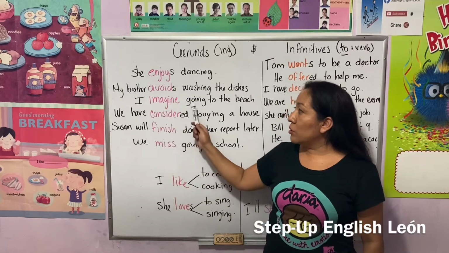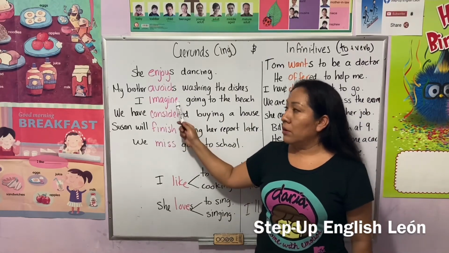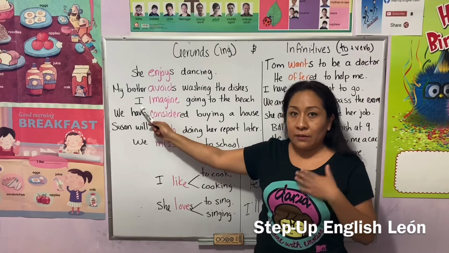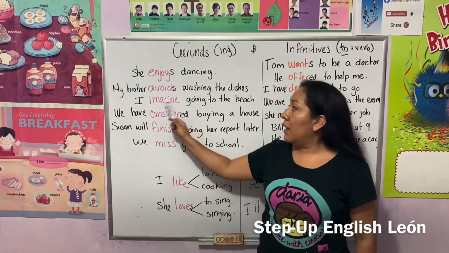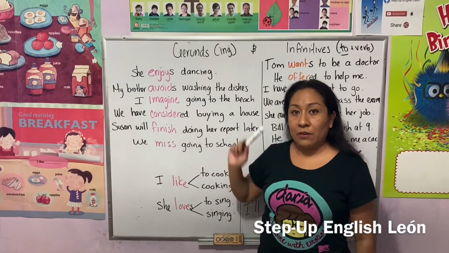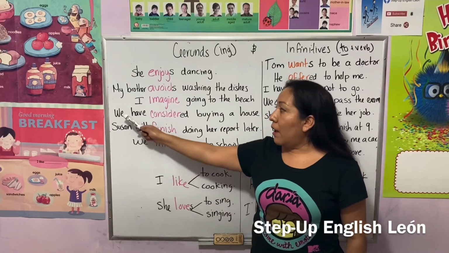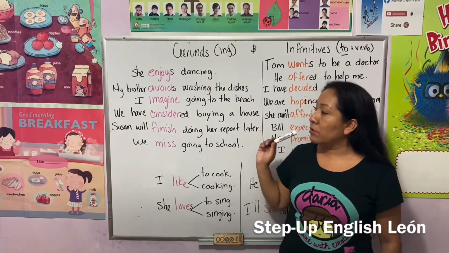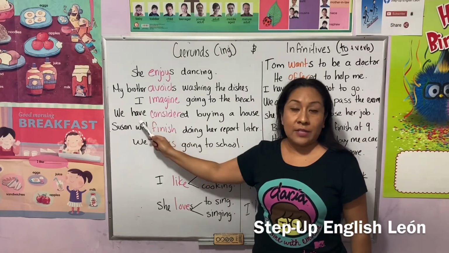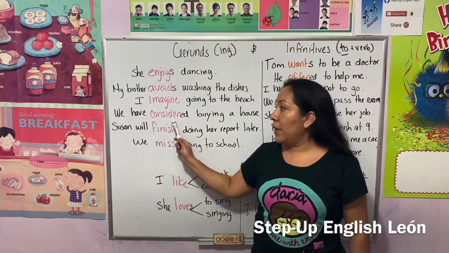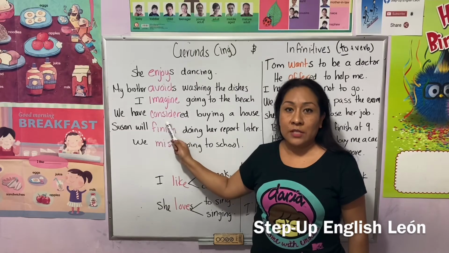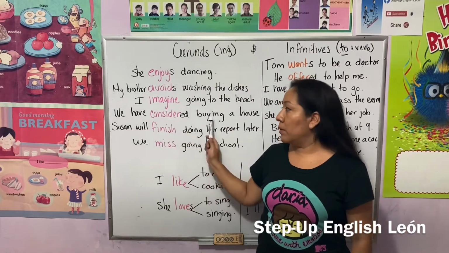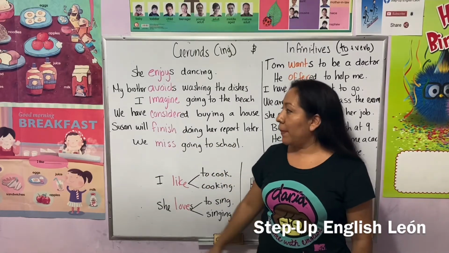"I imagine going to the beach." Present for I, which means no S. Second verb, gerund. "We have considered buying a house." Present perfect, I have an auxiliary have. Past participle, considered. Second verb, gerund again.